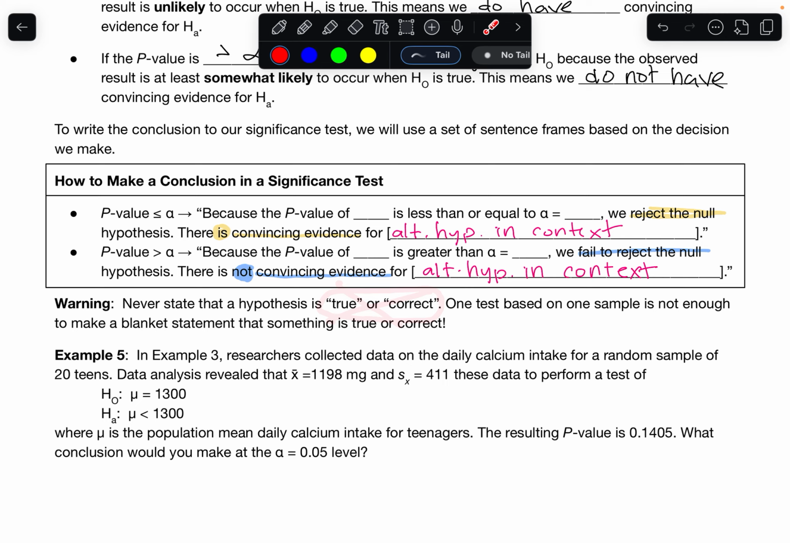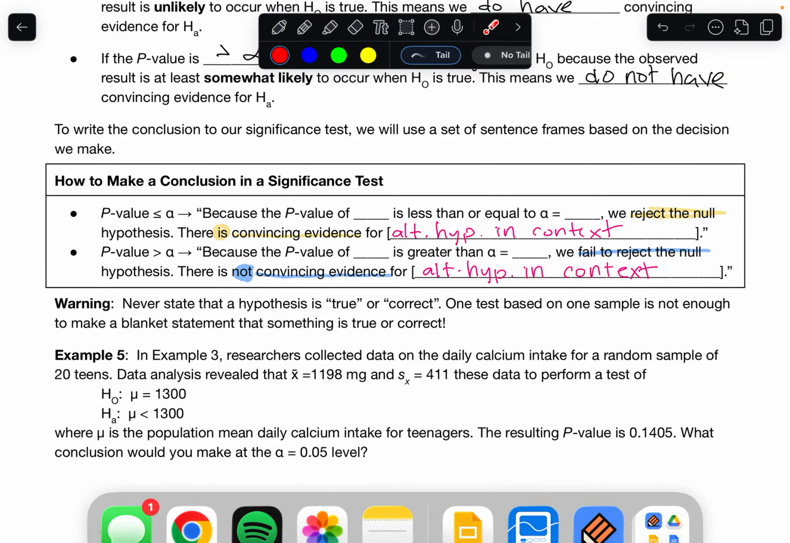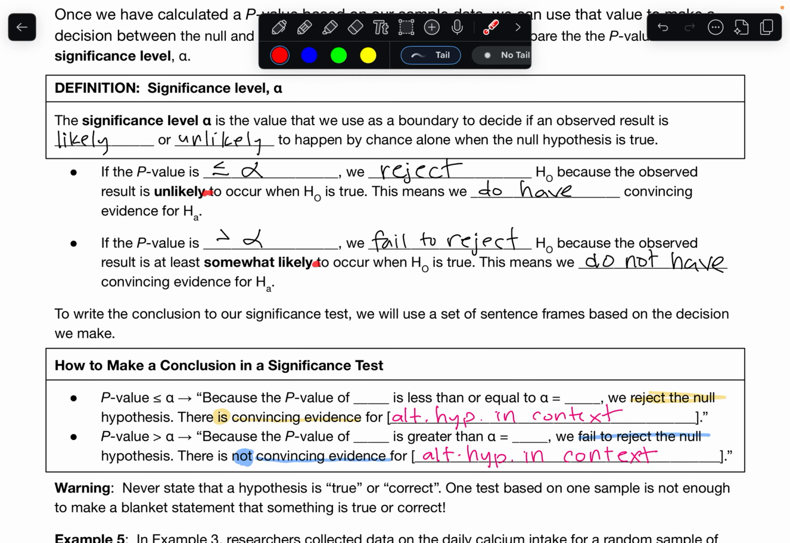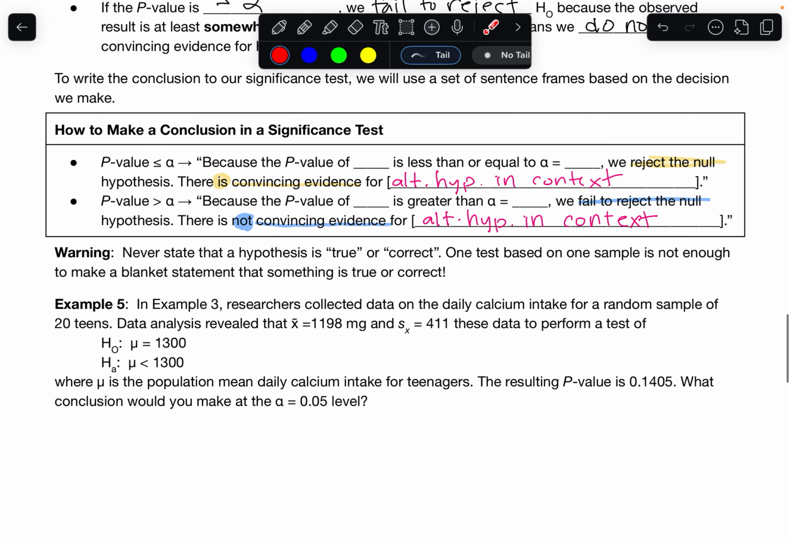And not just with the high schoolers. I see it when I teach college stats too. It is tempting to write true and correct when we're drawing conclusions. We cannot do that in statistics. I can make a statement about whether something is unlikely or likely, but I cannot state something is fact or not fact. That's a different level of certainty than what we're doing here. If you stick to your sentence frames, that won't be a concern. So again, I would encourage flashcards for sentence frames so that you don't have to worry about that particular issue.